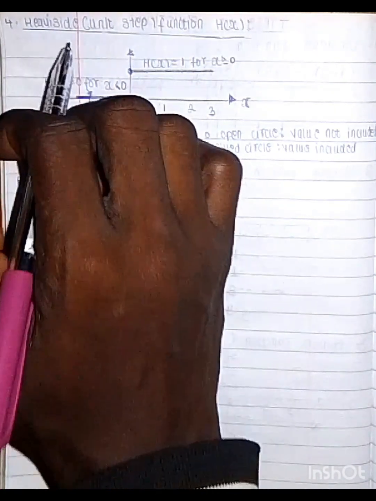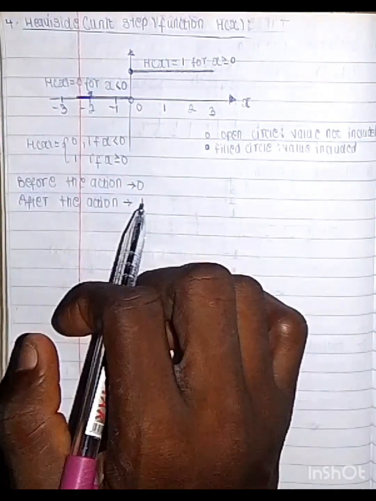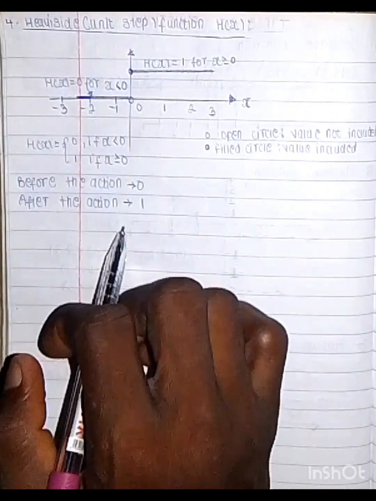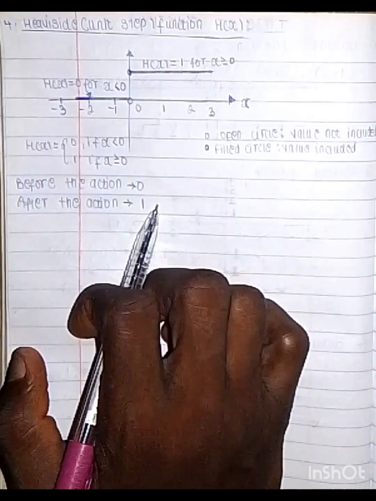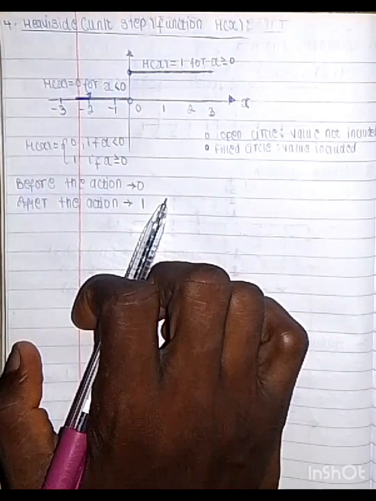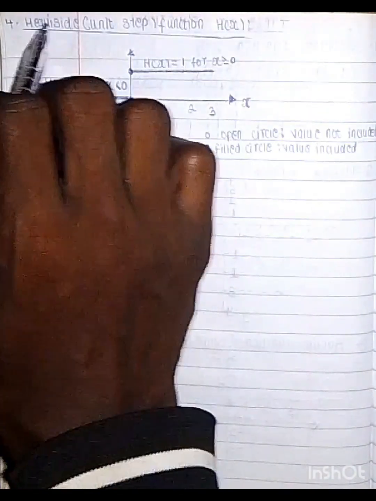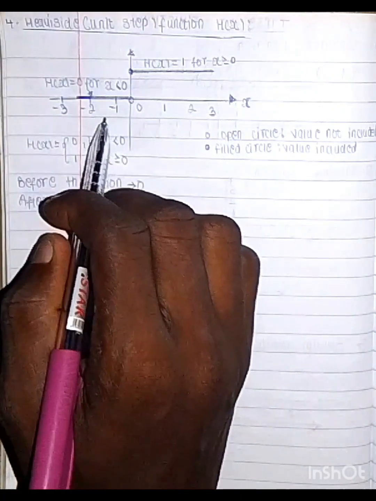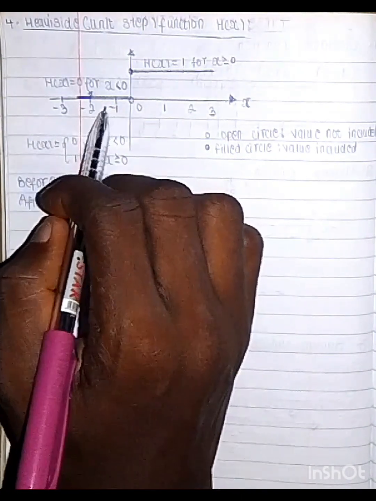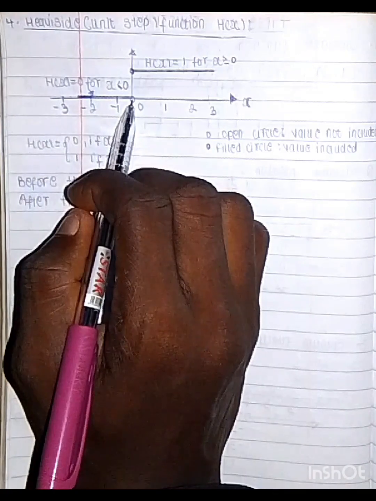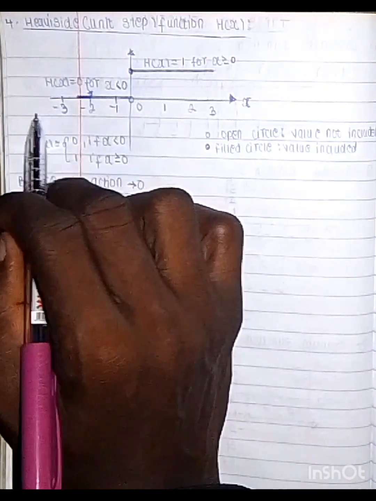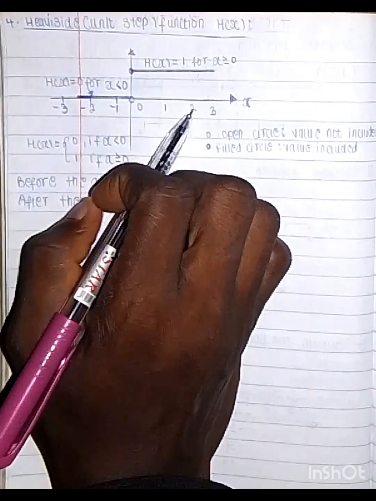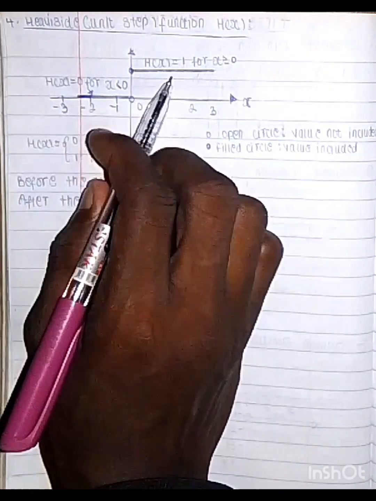A Heaviside function or unit step function has to do with two values, 0 and 1. 0 is the before action and 1 is the after action. A Heaviside function is a function that suddenly switches at a particular time. Now, you can see here the graphical representation of a Heaviside function. The values here are minus 1, minus 2, minus 3 down to minus infinity. Here is plus 1, plus 2, and plus 3.